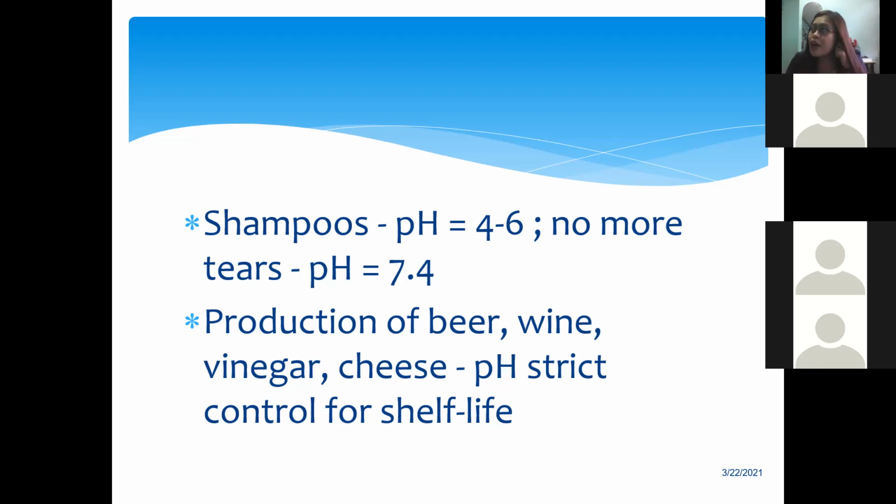So when you look at the things you buy, food, medicine, or anything else, that have expiration dates, it is only within that period that you can be sure your product is stable. So for example, we have beer, wine, vinegar, and cheese. These products, when they are manufactured, have their pH controlled. When the pH of these products changes, it means they are no longer stable and most likely should no longer be consumed.